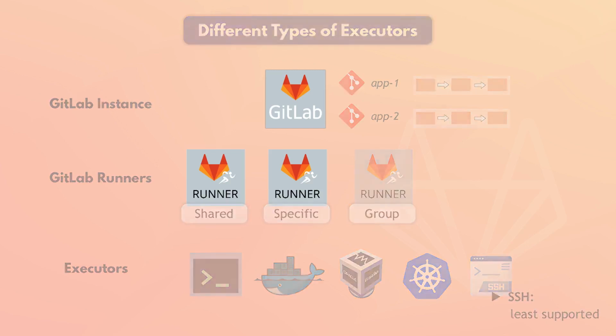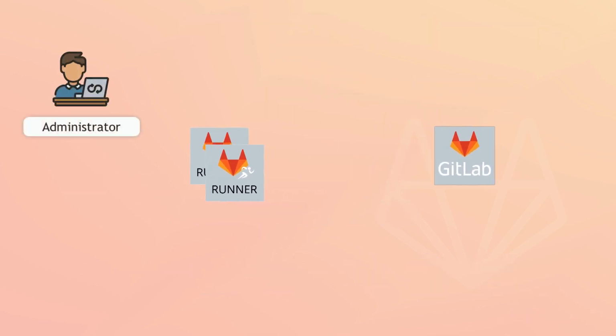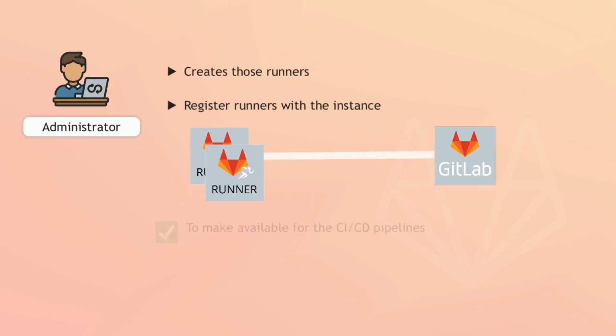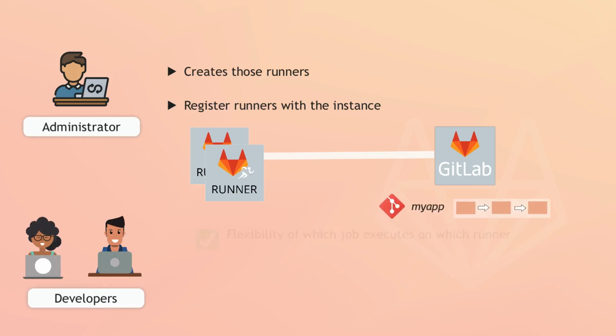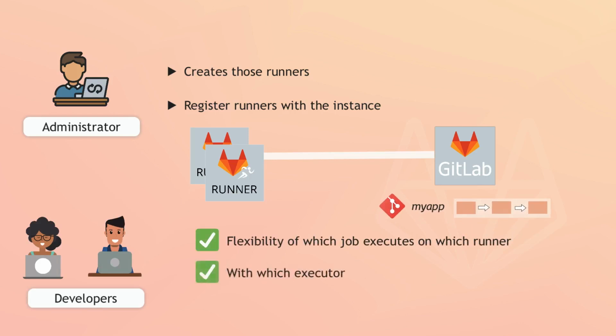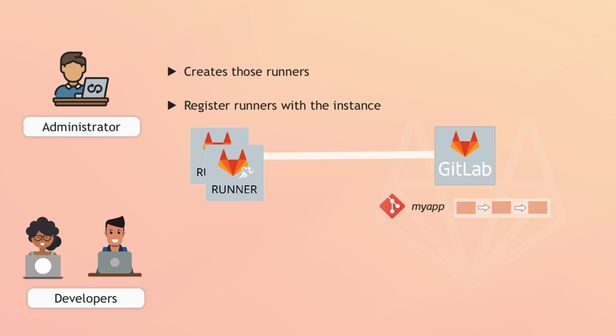And we also saw that as an administrator of a GitLab installation, you'll have to create those runners, register them with the instance, and make them available for your developers. Once those runners are available, developers who are configuring the CI/CD pipelines have all the flexibility to decide which job executes where, on which runner, with which executor, which Docker image will be used for a Docker executor environment, and so on. And we reference the runners for each job using the tags that get applied to them when we register a runner.